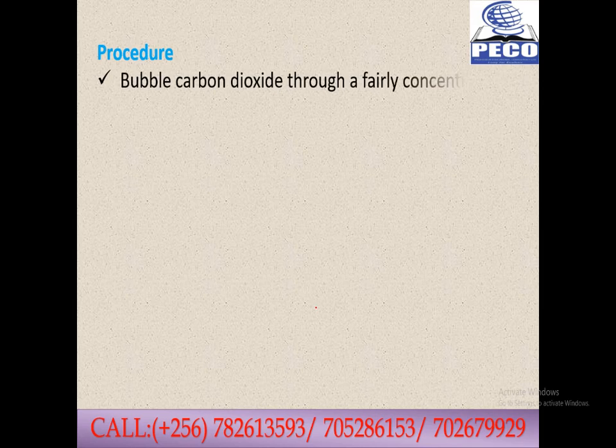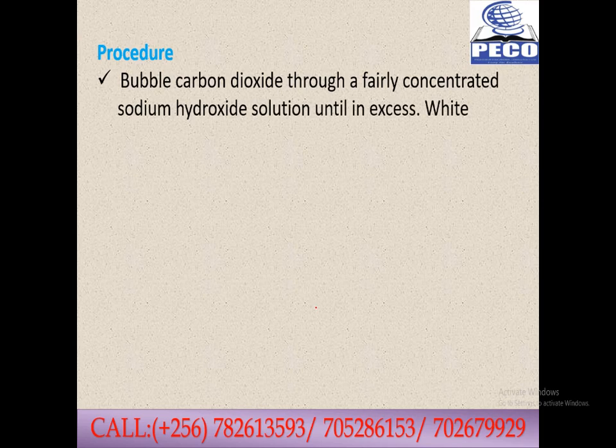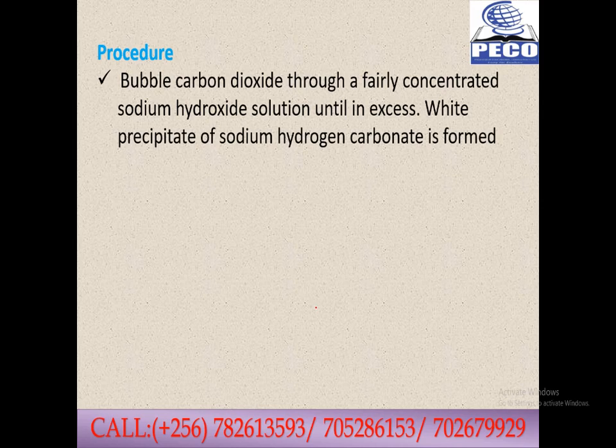1. Bubbles of carbon dioxide pass through a fairly concentrated sodium hydroxide solution until in excess. So this comes after the production of carbon dioxide. You pass it through a fairly concentrated sodium hydroxide solution until in excess. A white precipitate of sodium hydrogen carbonate is formed. That is what we saw in the diagram. So this is how it happens.